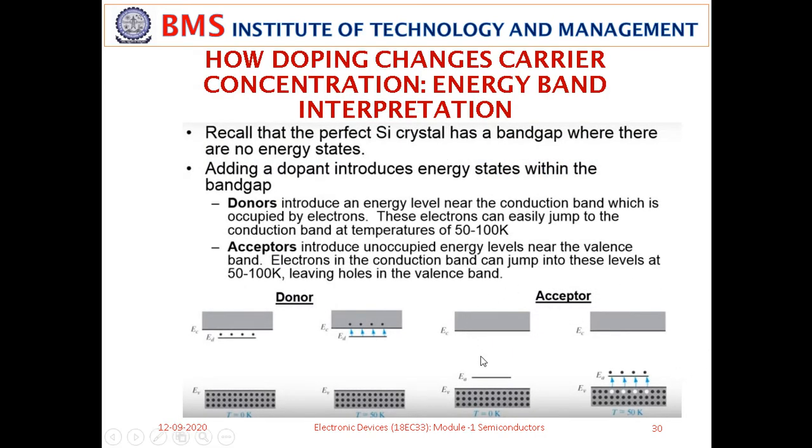Here the bottom one indicates the rightmost, this is for the p type semiconductor. By doping this intrinsic material with trivalent impurity, you are creating an empty state here. You can see that it's not ED, it's EA, the acceptor energy level. That means you are creating a lot of empty states here at 0 Kelvin.